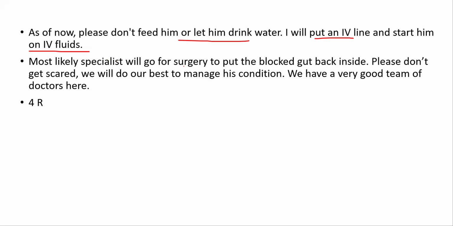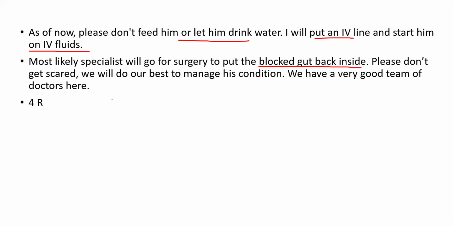Most likely, a specialist will go for a surgery to put the blocked gut back inside. Please don't get alarmed. We will do our best to manage this condition. The surgeon will come and discuss in detail about the surgery, how it's going to happen, what the risks and procedures are, everything. If you have any concerns or questions, feel free to ask the surgeon, and I'm also more than happy to answer any queries that you might have. Okay?